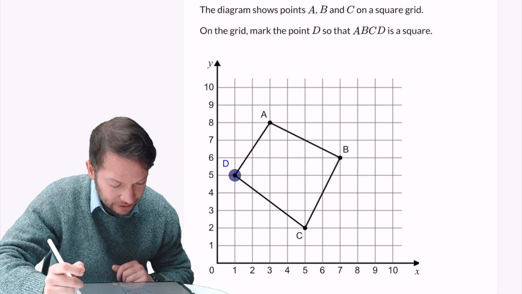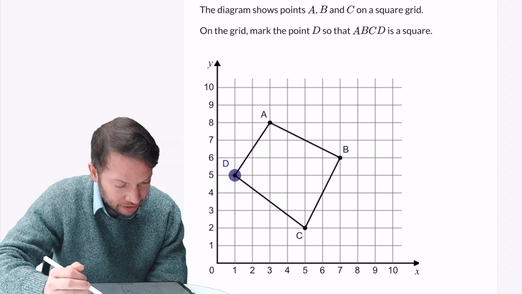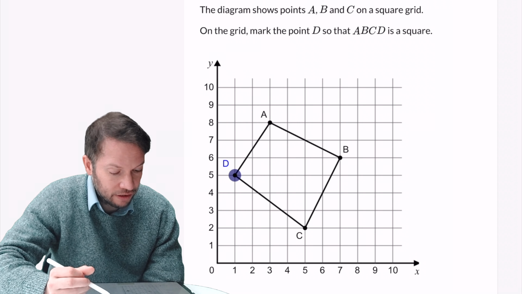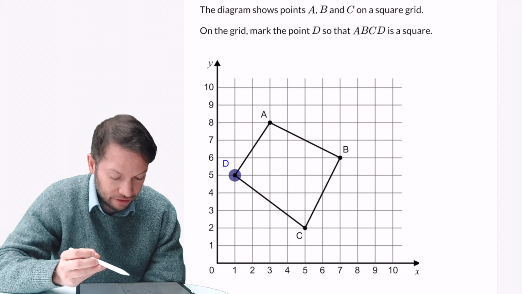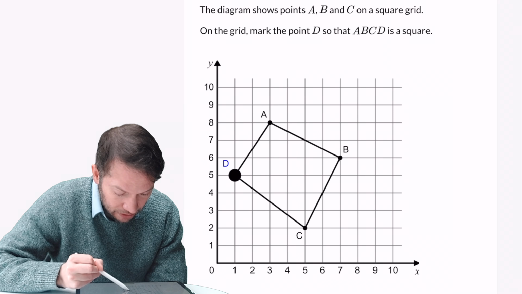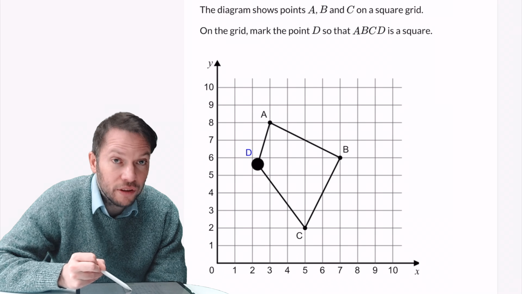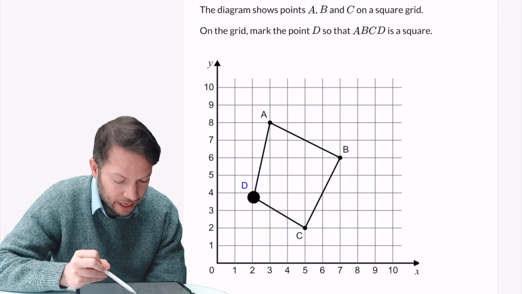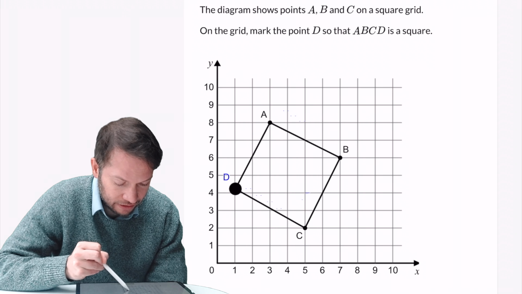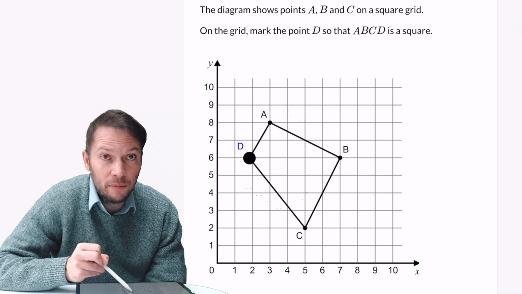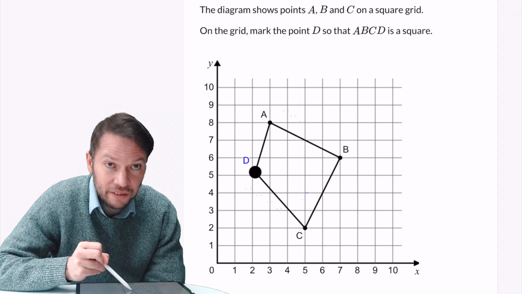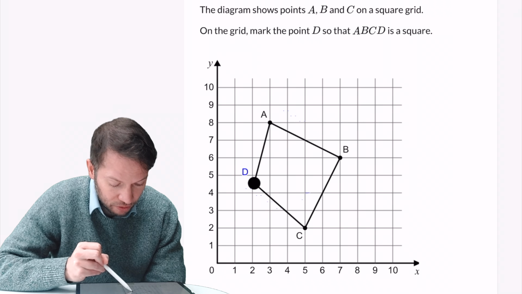So let's do that. We're told A, B, and C are points on a square grid, and on the grid we want to mark the point D so that ABCD is a square. So I can drag this point D around, and I've got to put D somewhere on this grid so that the shape ABCD, like this, is a square. For the moment, I'm just going to use my gut to work out where it is, and then we'll see why the point is right later.